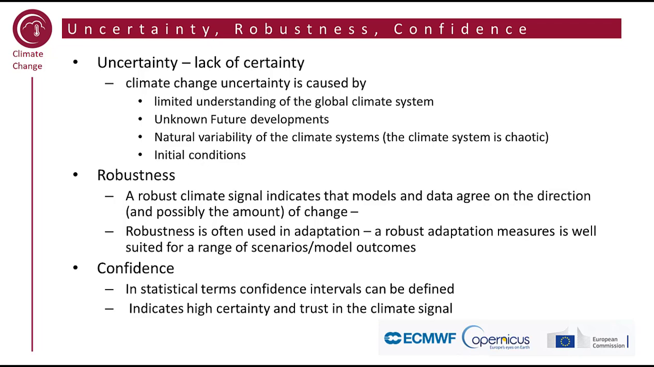Robustness. A robust climate signal indicates that models and data agree on the direction and often on the amount of change. Robustness is often used in adaptation. A robust adaptation measure is well suited for a range of scenarios and model outcomes. Confidence. In statistical terms, confidence intervals can be defined. Confidence indicates high certainty and trust in the climate signal.